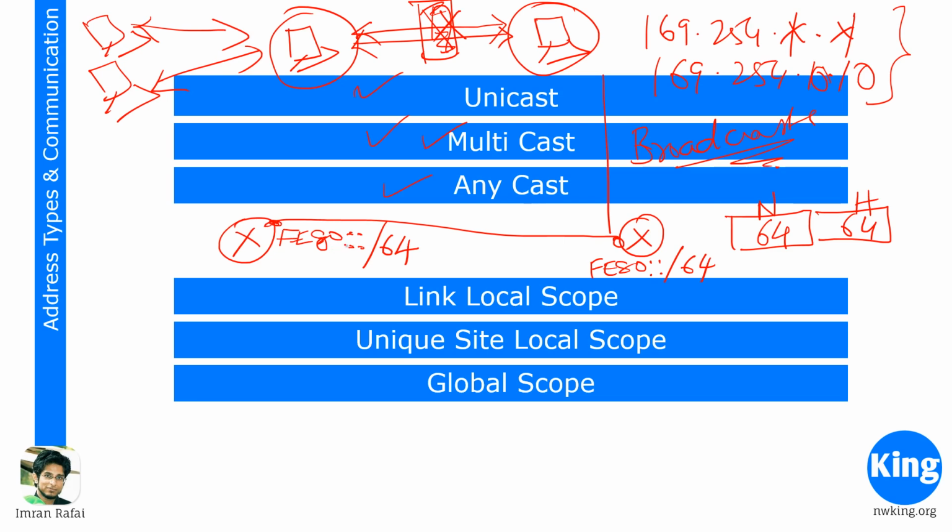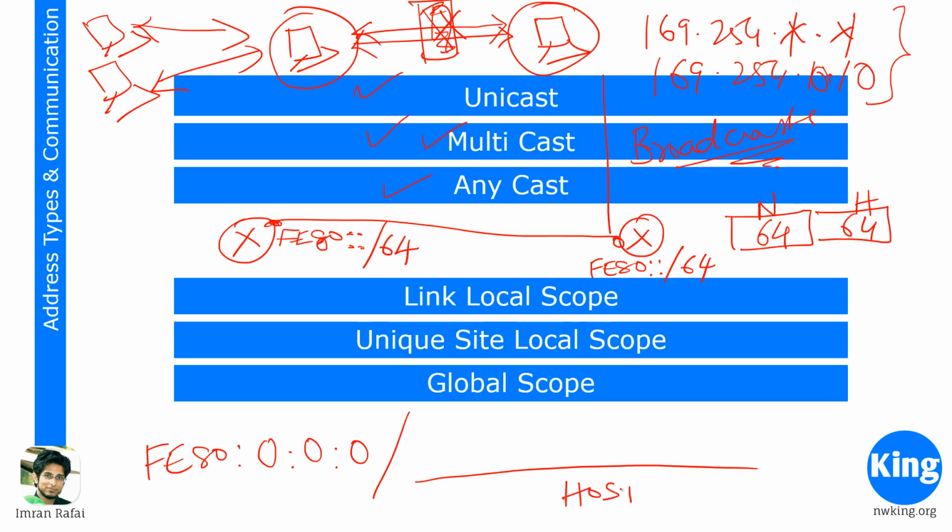FE80:: that means it is FE80 and 000, and then there is a host part, right? So this host part is different for this device and it is different for this interface, right? Now this is automatically configured. Now how do they configure this part? That is using the MAC address, right?